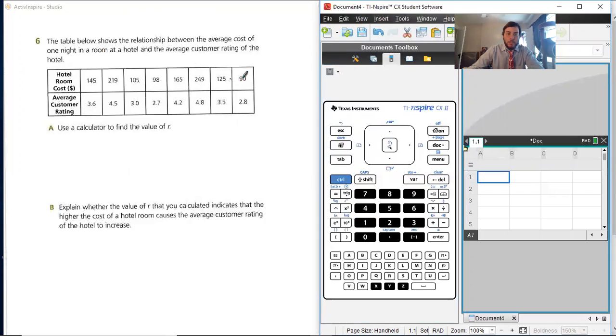We want to find the relationship between the cost and the average customer review. So for column A, we can label that cost, and for B, let's do review. Then let's fill in the data. For cost, I'm just going to go across: $145, $219, $105, $98, $165, $249, $125, and then finally $90.